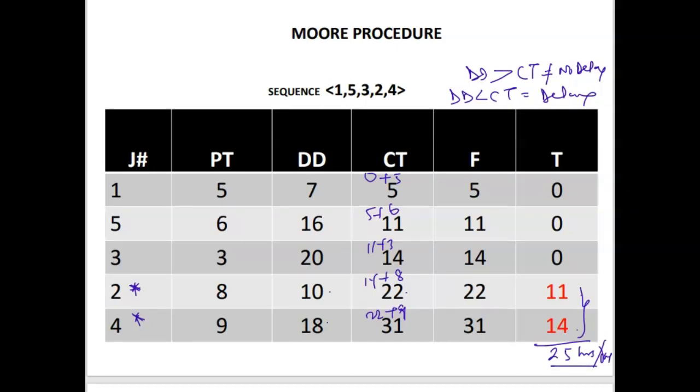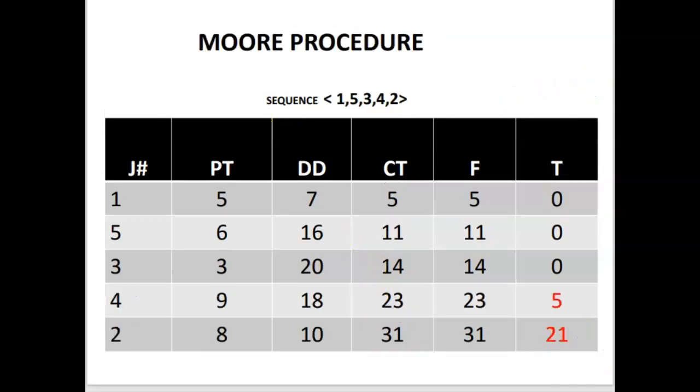Now, what if we do job 4 before job 2? What will be the total tardiness? Let's check. Now, we have brought job 4 here before job 2. Don't forget, you have agreed that doing these 3 jobs first will give us no delay. Now, we have seen that the due date for job 4 is 18, while the completion date was 23. So we delayed this job for 5 days. While for job 2, the due date is 10, completion time 31. We delay for 21 days.